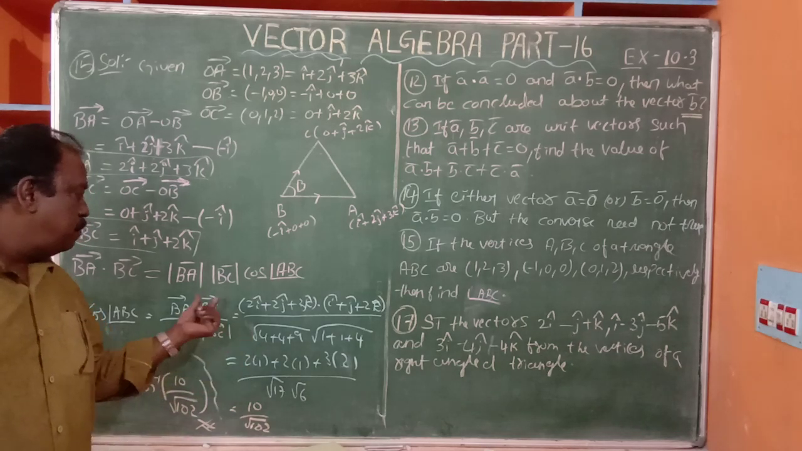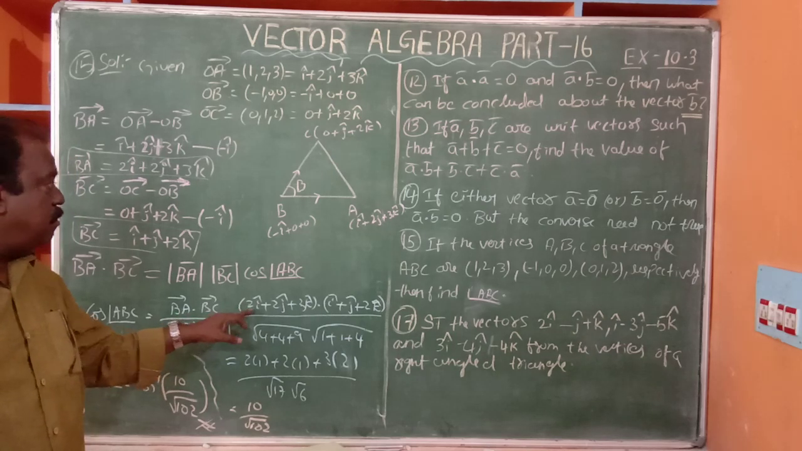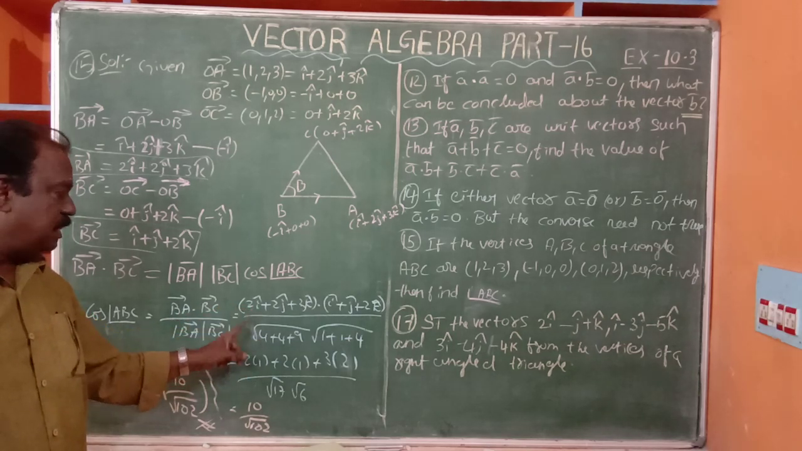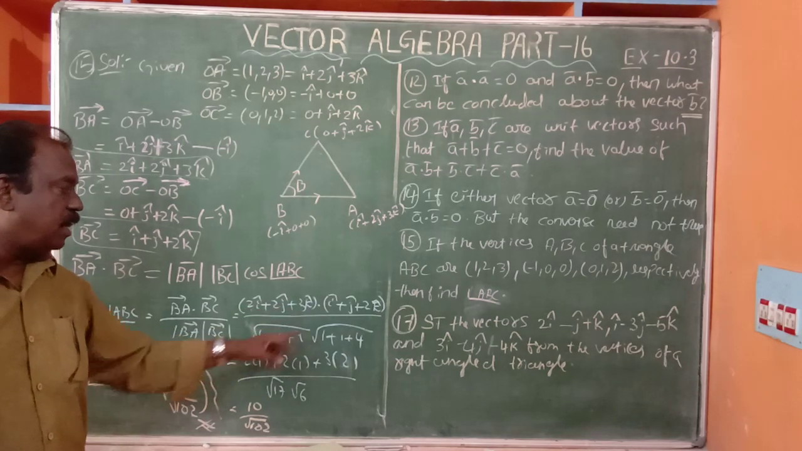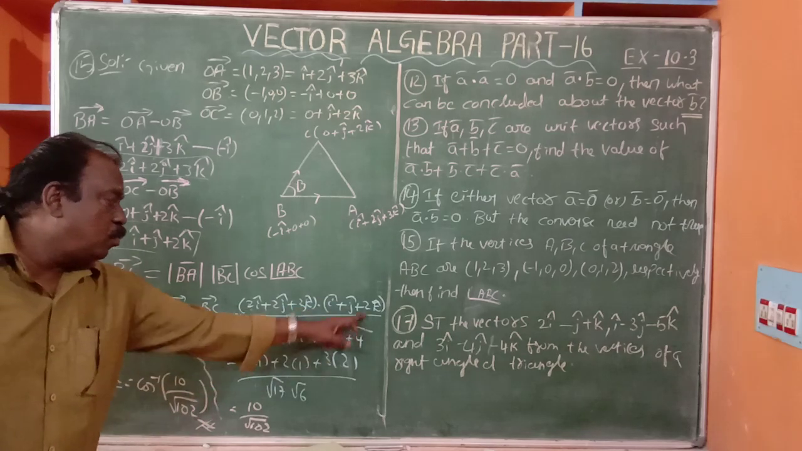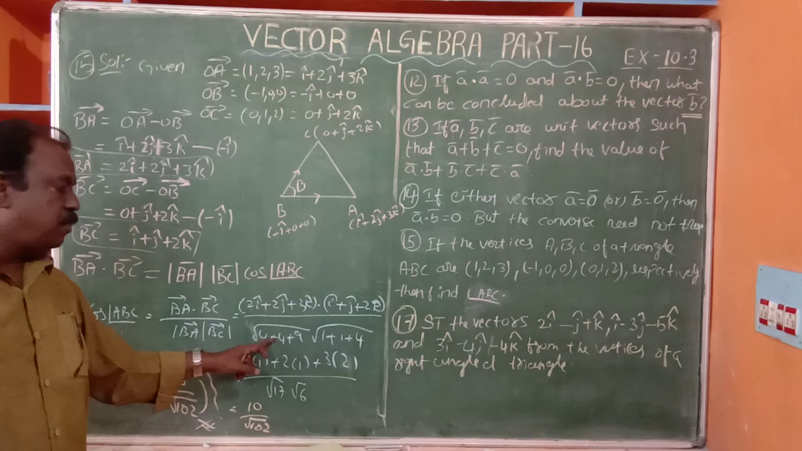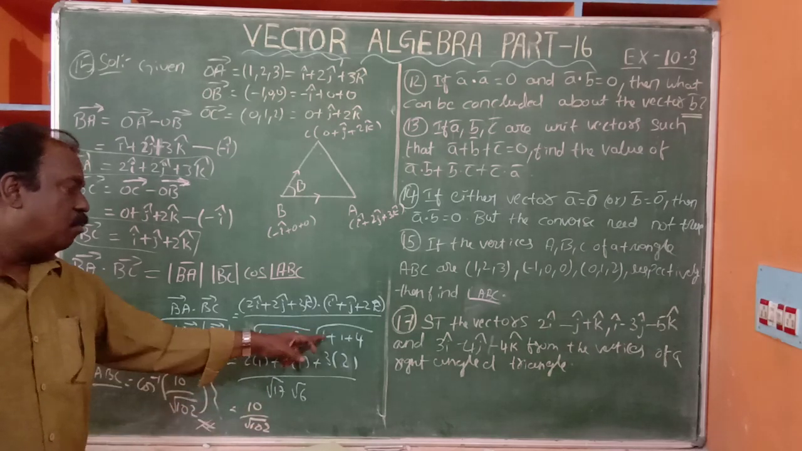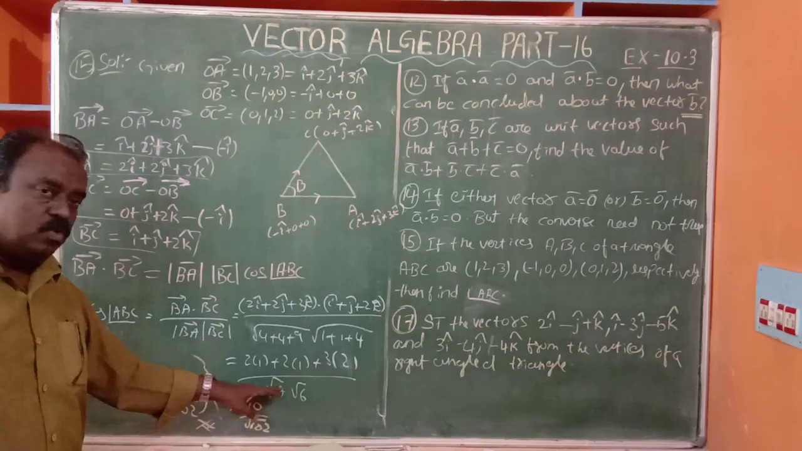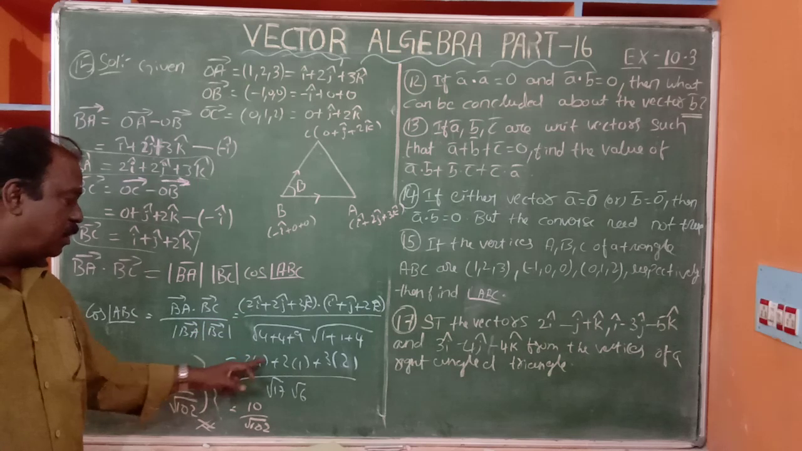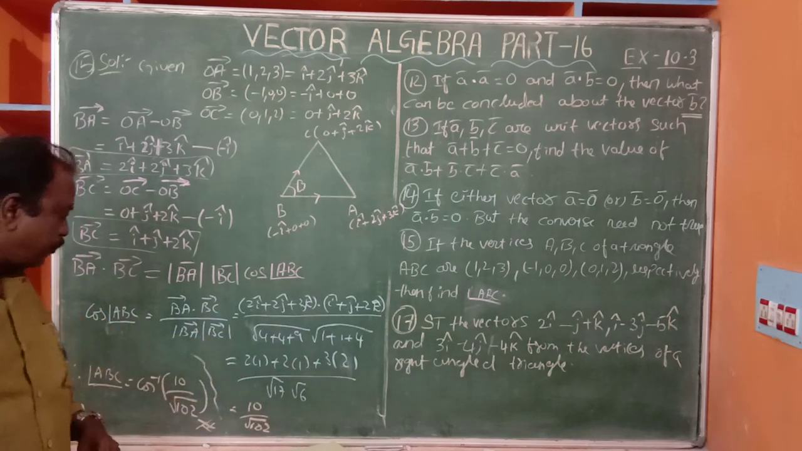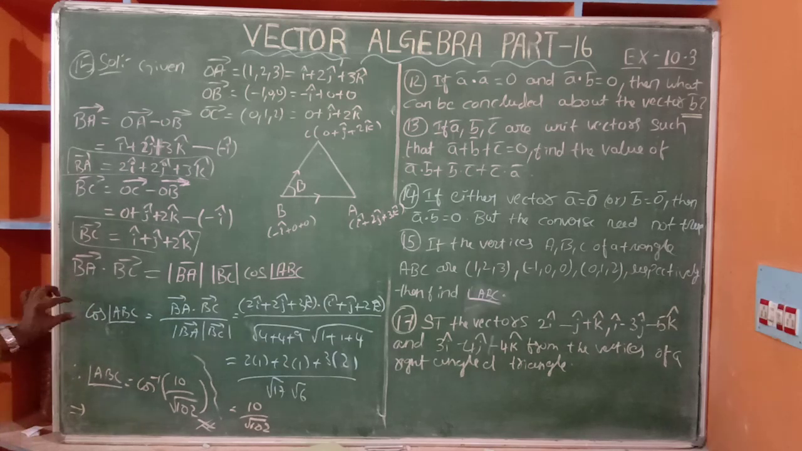Now the modulus of BA bar, its length or magnitude, is root of 2 square 4, plus 2 square 4, plus 3 square 9, that is root 17. And for BC bar, root of 1 plus 1 plus 4, which is root 6. The product is root 17 root 6, which is root of 102. Here 2 into 1 is 2, plus 2 is 4, plus 6 is 10. So the cos of angle ABC is 10 by root 102.